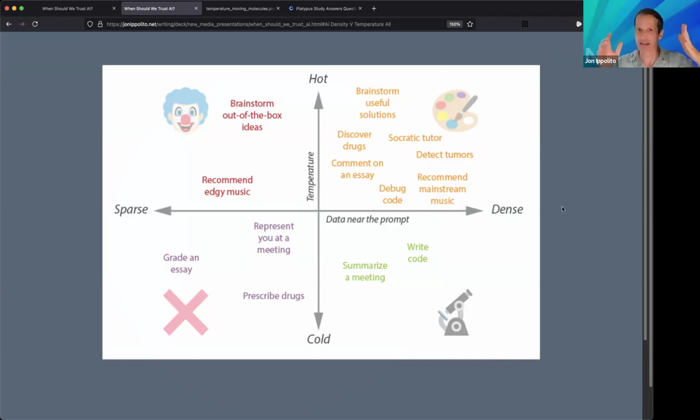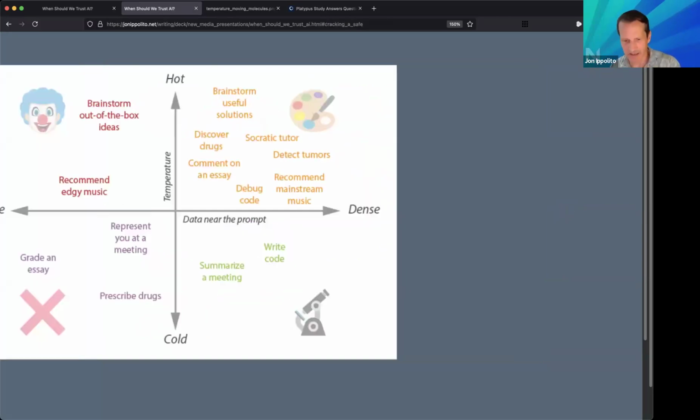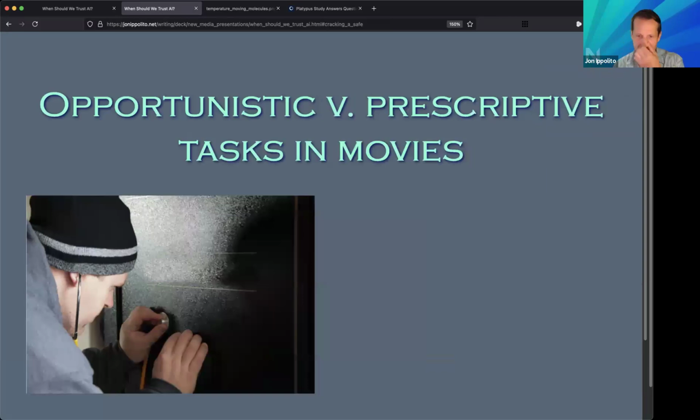So this is a complicated chart. I'm going to try to make it simpler for you in the next 7 minutes by boiling it down to just an A or B possibility: opportunistic versus prescriptive tasks. More or less, opportunistic is where heat is helpful and prescriptive is where cold is helpful. But it's a little more nuanced than that.